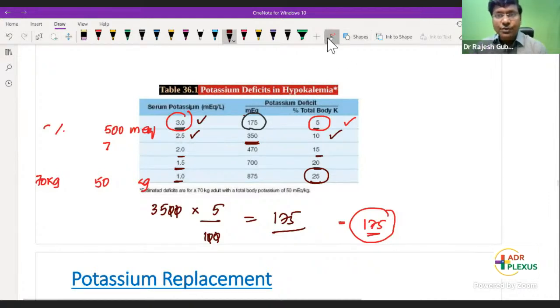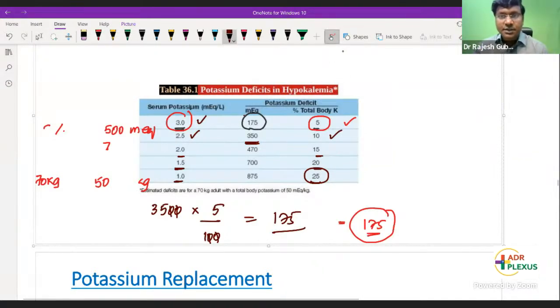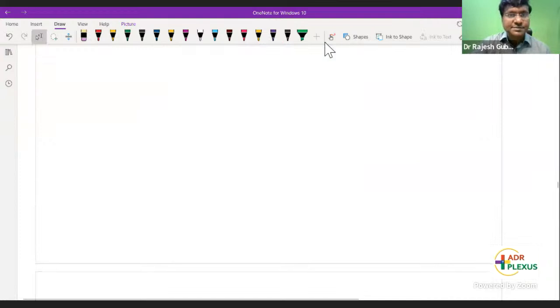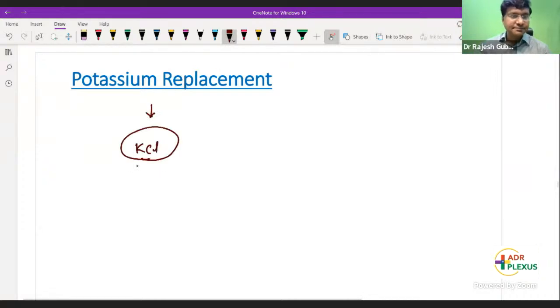Now, how will you do the potassium replacement? The potassium replacement is done by potassium chloride. This potassium chloride is available as formulations. We have intravenous formulations and also oral formulations.